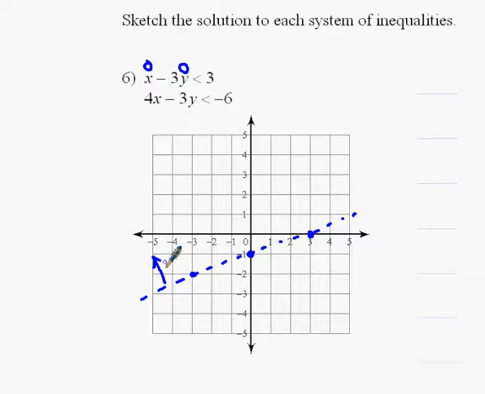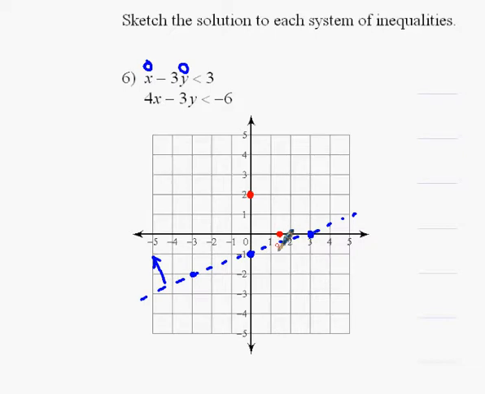Okay. The second one, if I put 0 in for x, I can find the y-intercept. That's going to be 2. If I put 0 in for y, I get, well, let's see. Negative 6 divided by 4 is, well, 1.5, I guess. So we'll just put that point right there, 1.5.